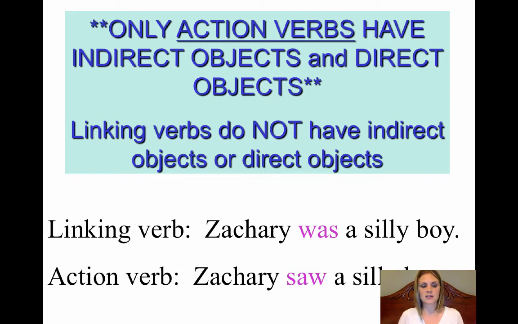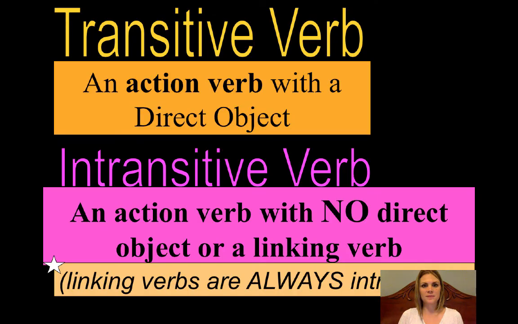But in the sentence, Zachary saw a silly boy, Zach is the subject, saw is the action verb. Zach saw what? A boy. Now you have a direct object.